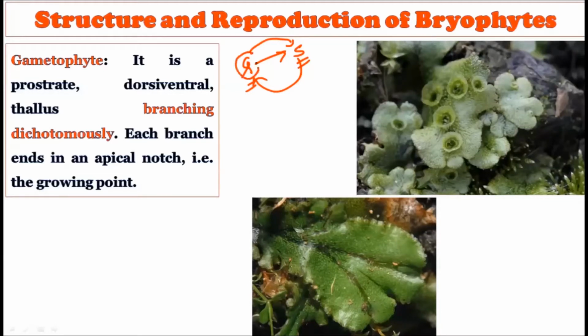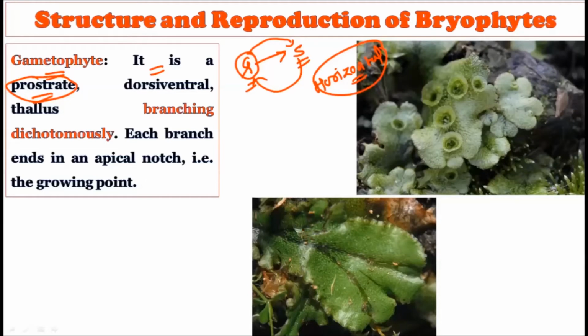That is, the gametophytic plant body: how it is, which type of habit it shows, and which typical characteristics are possessed by these gametophytes. Now consider the gametophyte of the Marchantia is prostrate. Of course, this word prostrate literally means that it forms its body horizontal to the ground.